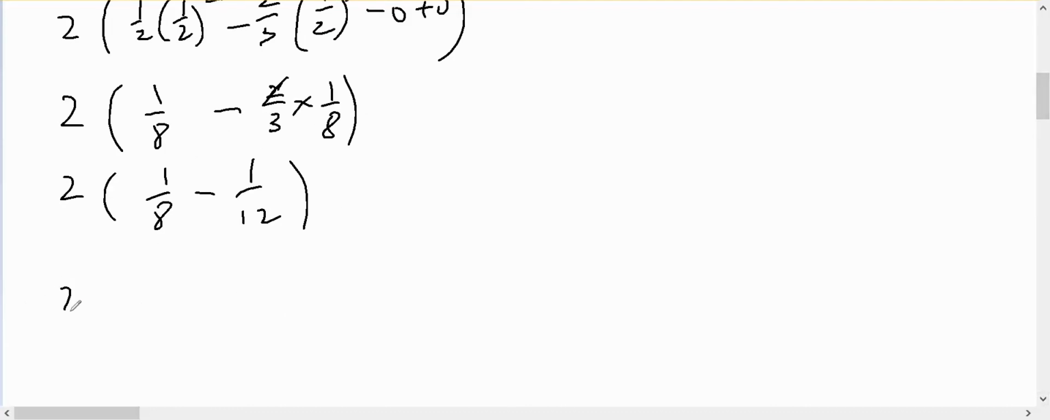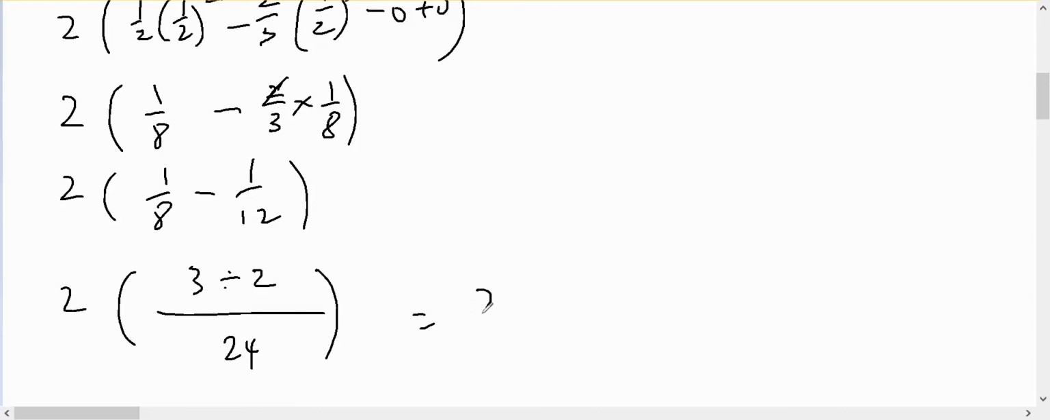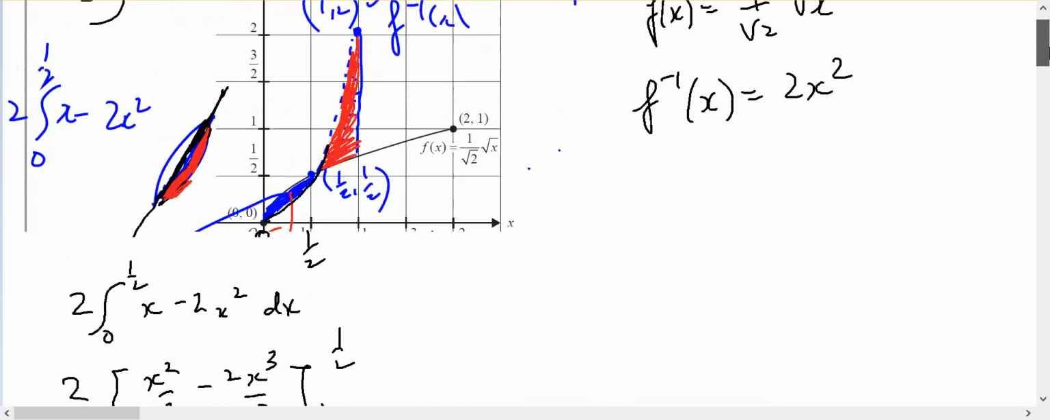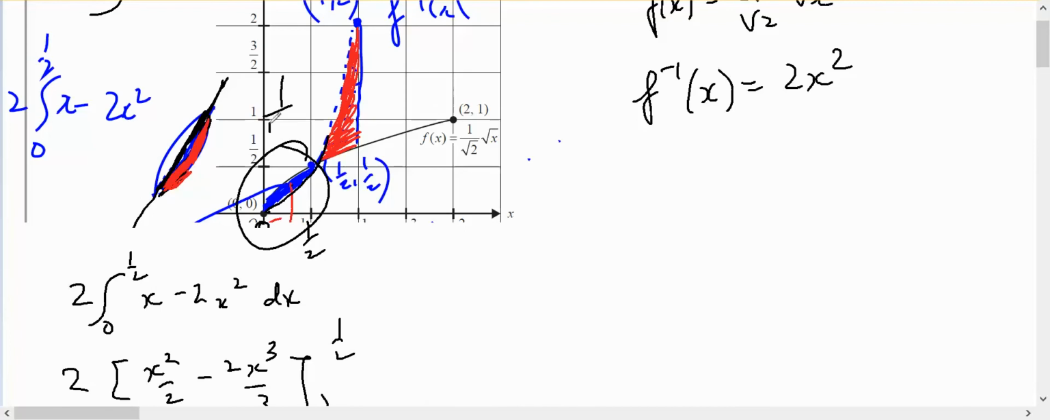which is going to be two lots of, if that's going to be on 24, we're going to have 3, so 3 minus 2, which is going to be two lots of 1/24, which is 1/12. So the first area, this area is going to equal 1/12.